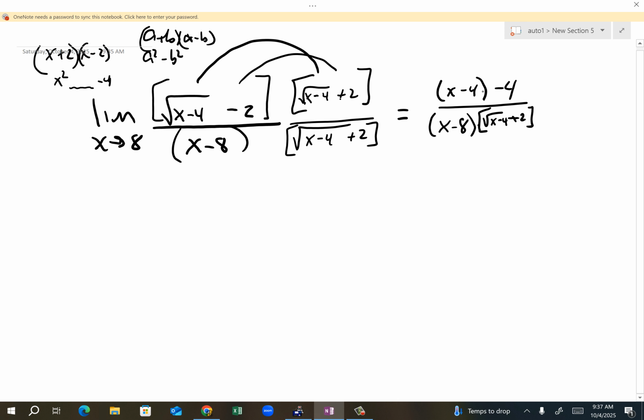So, what do I do here? Well, I don't need this parentheses. I just put it there to show you. Wait a minute. That's x minus 8. But Groom, there's an x minus 8 top and bottom. Correct. So you get this thing.